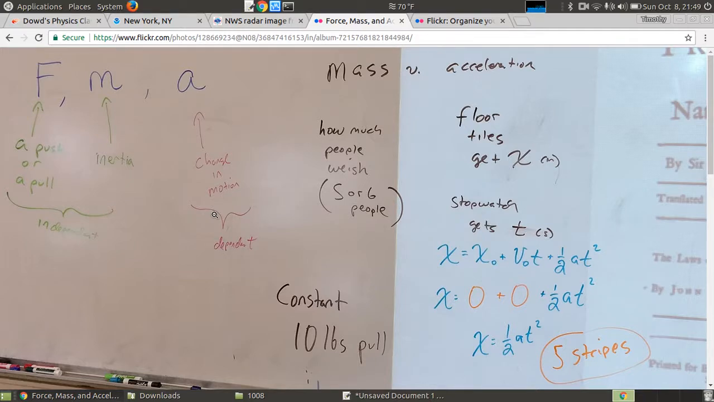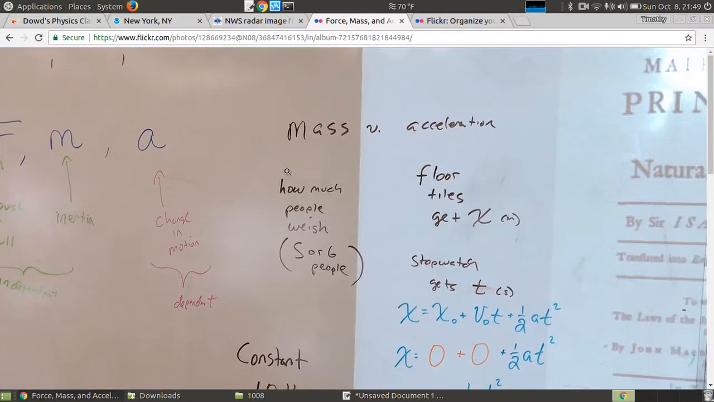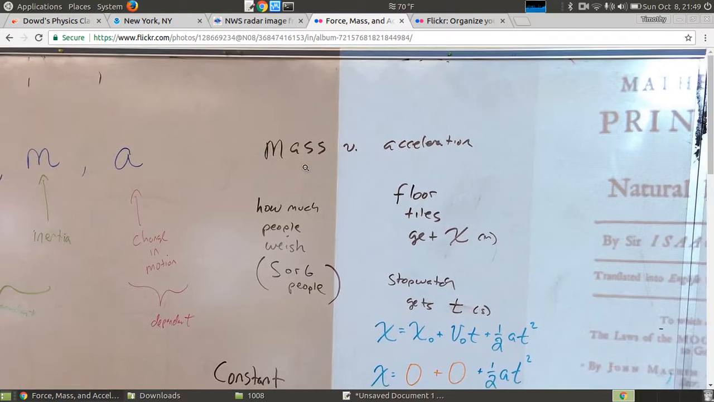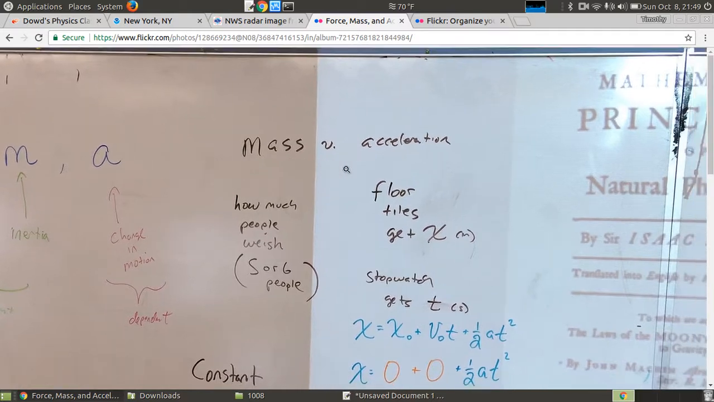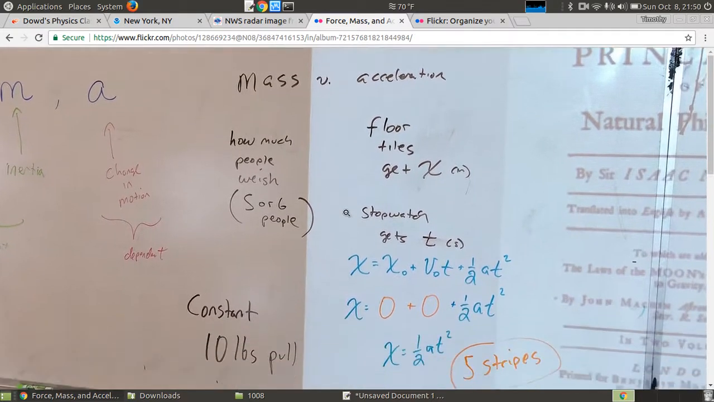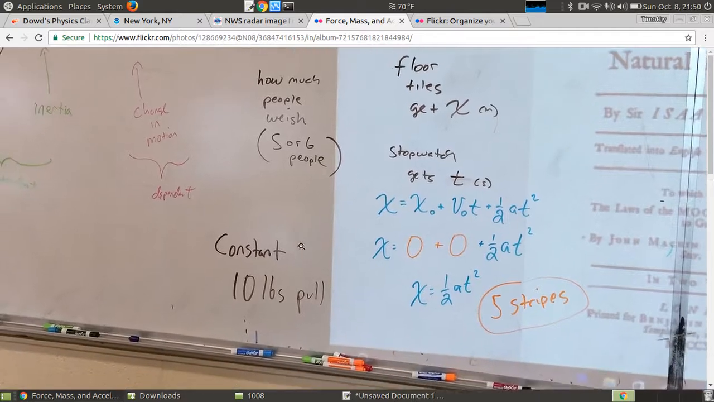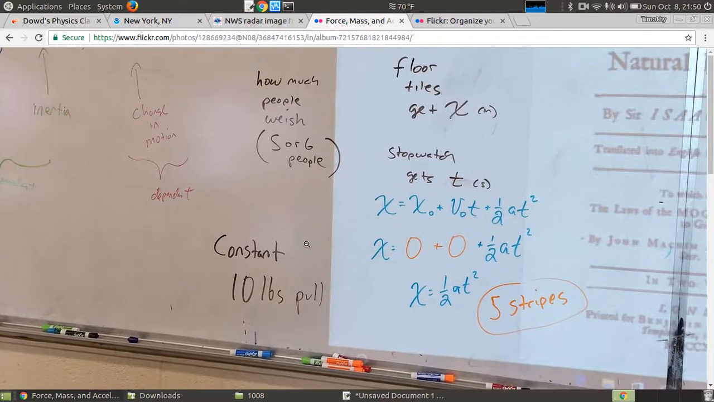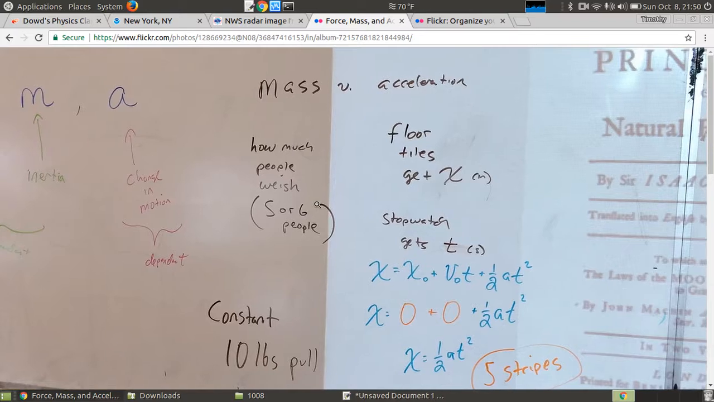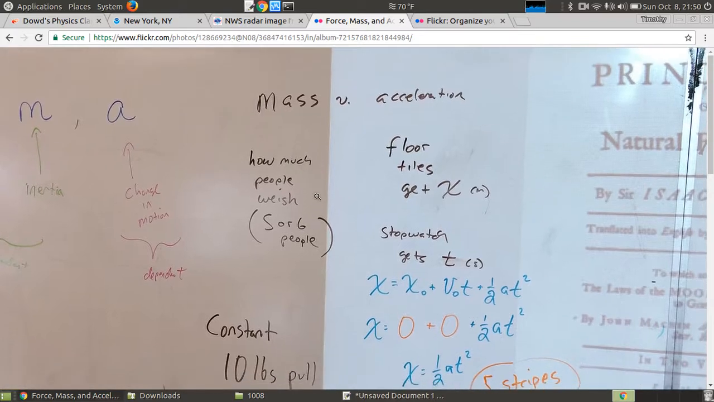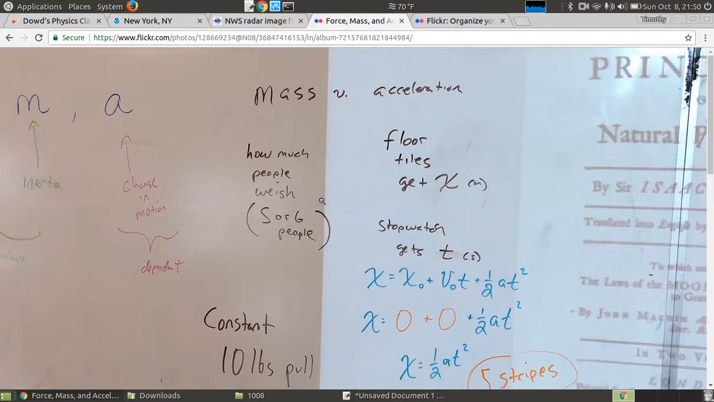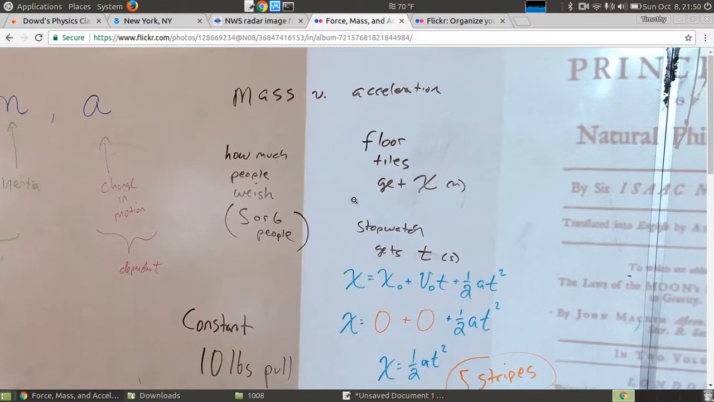Again, we can only change one independent variable at a time, or else we don't know what is causing the effect. So we're going to start by changing the mass of the person riding the cart and seeing how that affects acceleration. In order to control force, we're going to pull with 10 pounds constantly. So basically, we're going to get 5 or 6 people. We're going to have their weight and use that to get their mass. And then we're going to go back in the hallway.